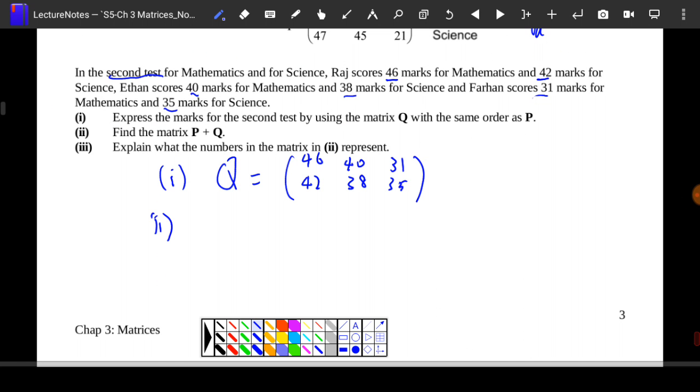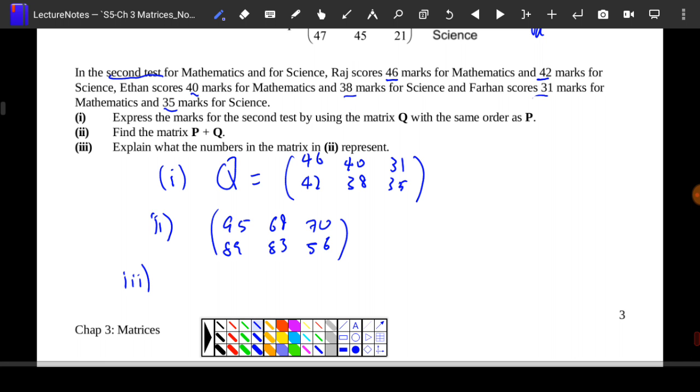Part 2 answer. Part 2 answer is 95, 89, 68, 83, 70, 56. Yeah? Which one is different?